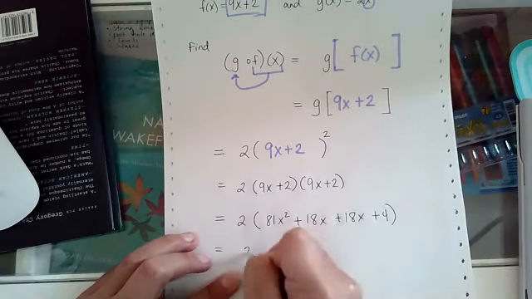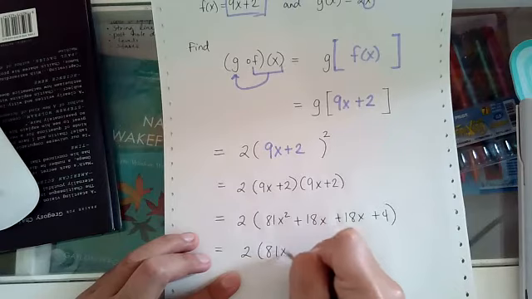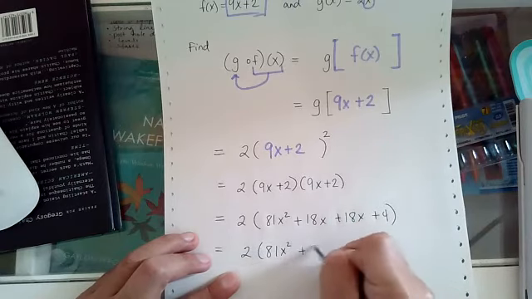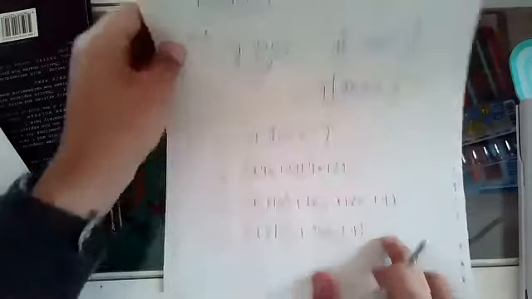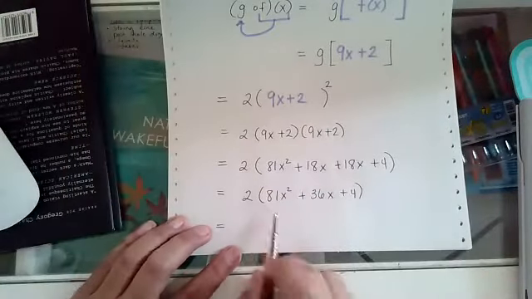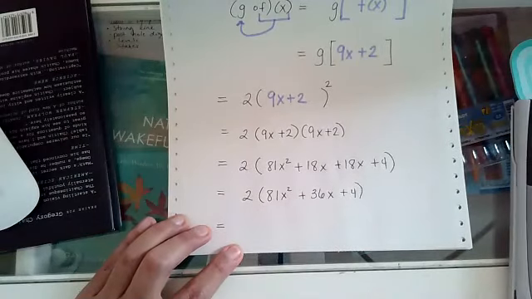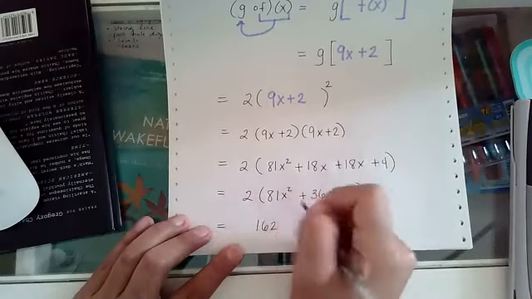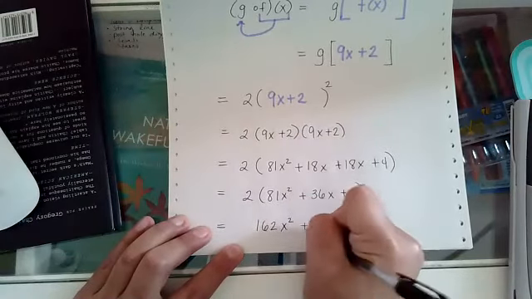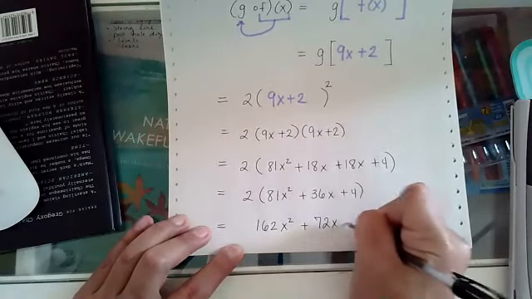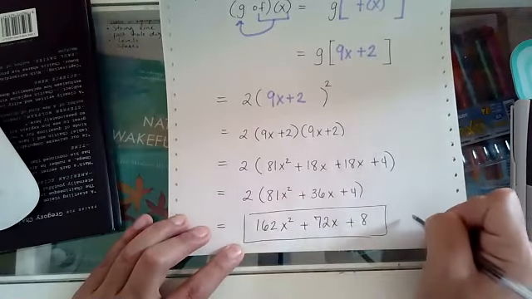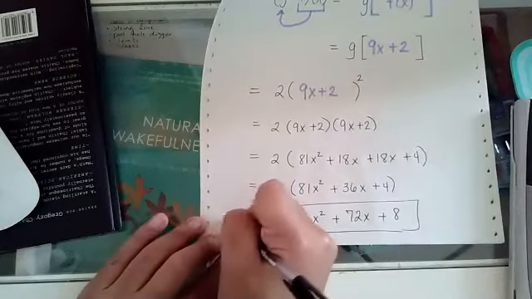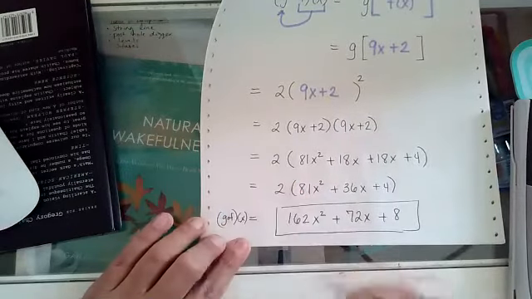I can combine like terms if I wanted to. So 81x squared plus 36x plus 4. And then finally, I can distribute out the 2. I would get 81 times 2, 162. I probably should have guessed that. Plus 72x plus 8. And this is the new function that we have that we could call g composed of f of x.